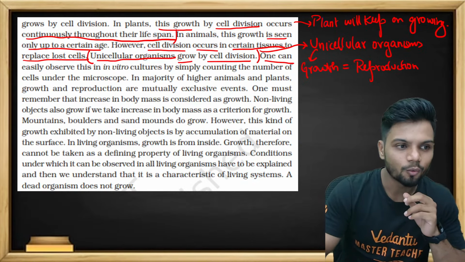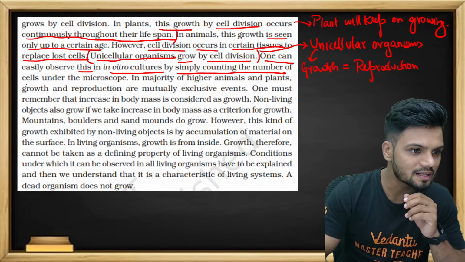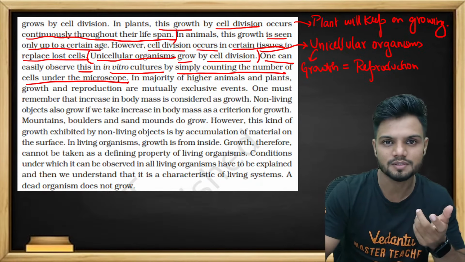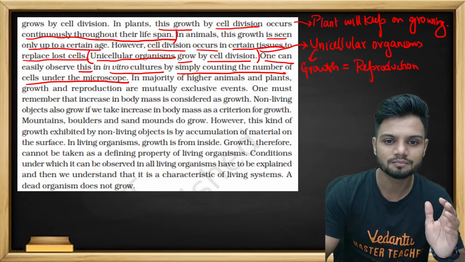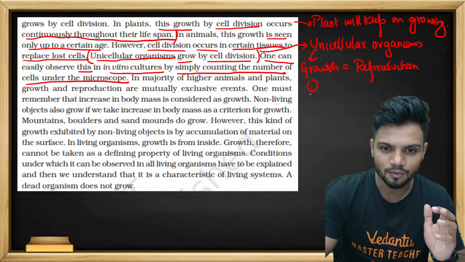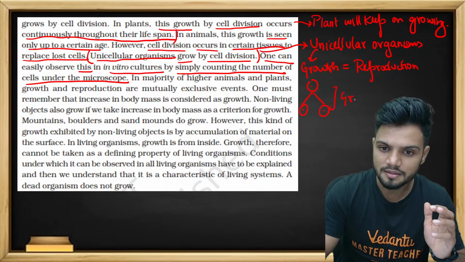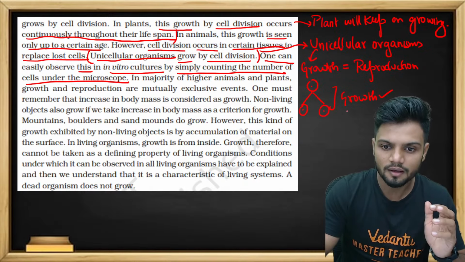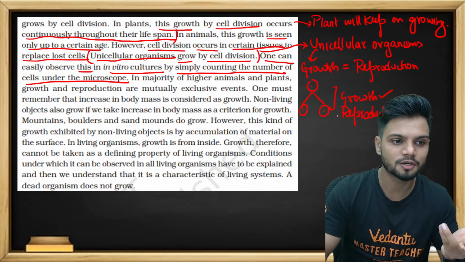Now, one can easily observe this in vitro cultures by simply counting the number of cells under the microscope. Obviously, you can count the number of cells if you look under the microscope. For example, we have one cell. This one cell will divide into two cells. Now, is this growth? Yes, this is growth. Is this reproduction? Yes, it is reproduction. Both meanings are the same, growth and reproduction.